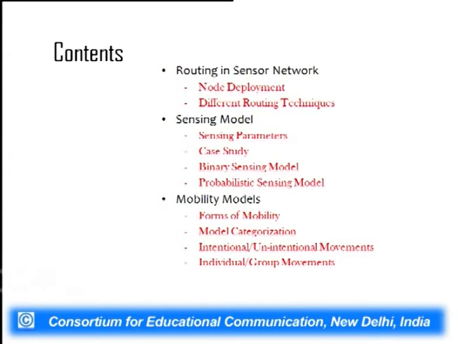We'll understand different forms of mobility, different categorizations, and different types of movement, in terms of whether it is intentional or unintentional, that is, whether the destination point is known or unknown prior to network setup. Or is it individual movement, where the sensors are individually mobile given a region of interest, or group movement, that is, a set or cluster of nodes moving in a particular direction with some random speed.